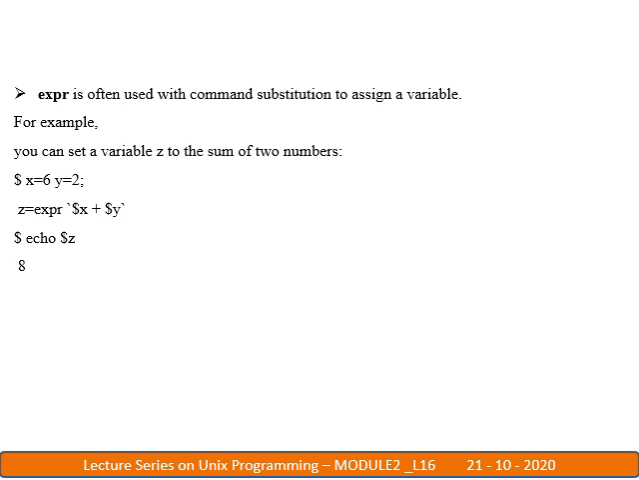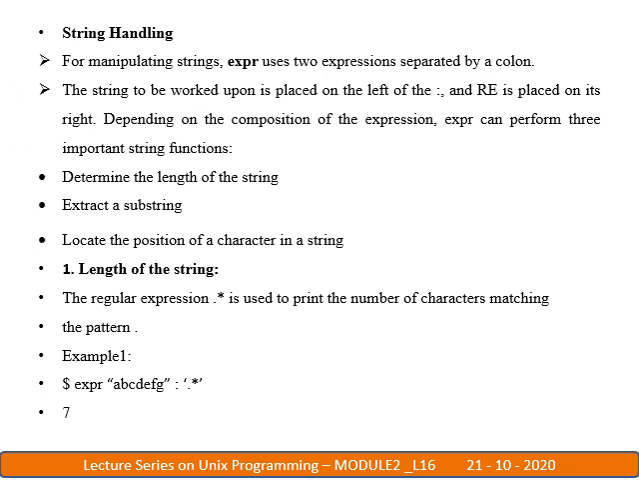So we can set a variable z to the sum of two numbers, like $x plus $y. These values will first be substituted into z, and then if you try to print that particular z value, you just have to write echo, then the summation of x plus y is equal to 8. So this is how the expr command can be used for command substitution for assigning a variable.